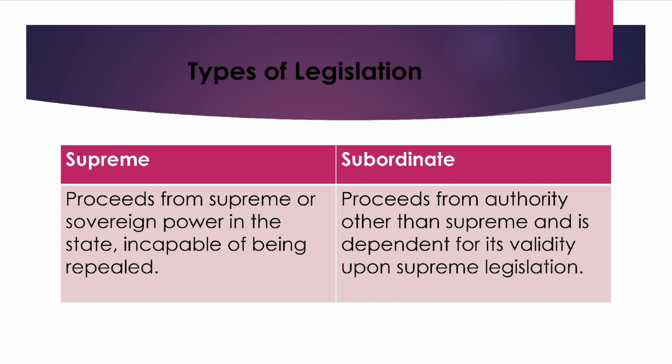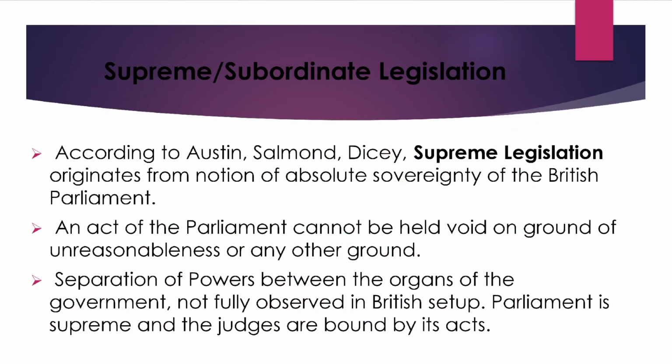Types of legislation. Supreme: proceeds from supreme or sovereign power in the state, incapable of being repealed. Subordinate: proceeds from authority other than supreme and is dependent for its validity upon supreme legislation. According to Austin, Salmond and Dicey, supreme legislation originates from the notion of absolute sovereignty of the British Parliament. An act of the Parliament cannot be held void on the ground of unreasonableness or any other ground.